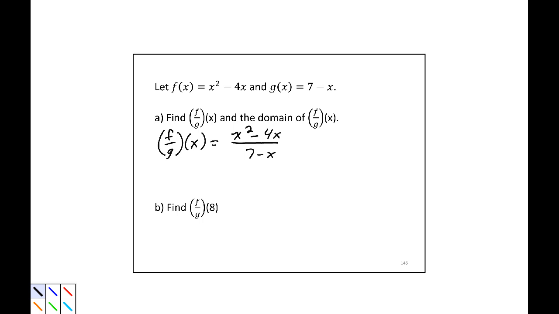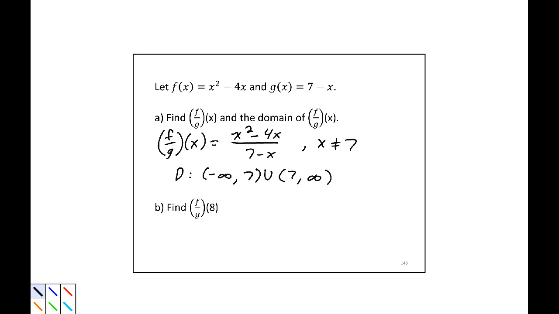That does not simplify. So for our domain, we have to note that x cannot be equal to 7 because 7 minus 7 would then be 0. That tells us what our domain is. Our domain begins at minus infinity as an interval all the way until 7. That's the only problem we have. Close parentheses, because we don't want to include that. Union, open parentheses, 7 comma positive infinity. All real numbers except for positive 7 is our domain.